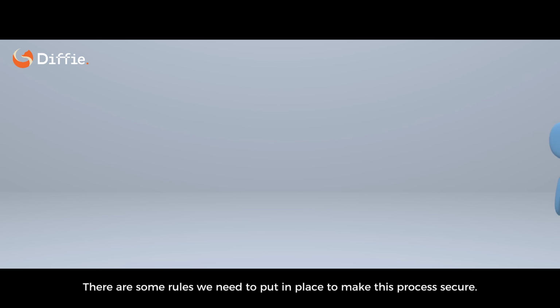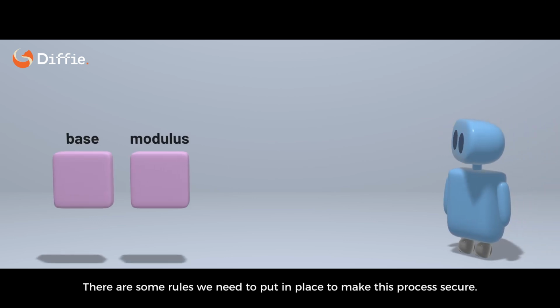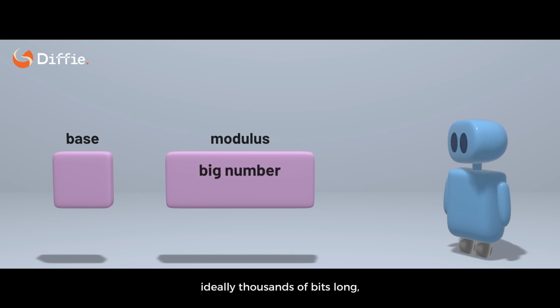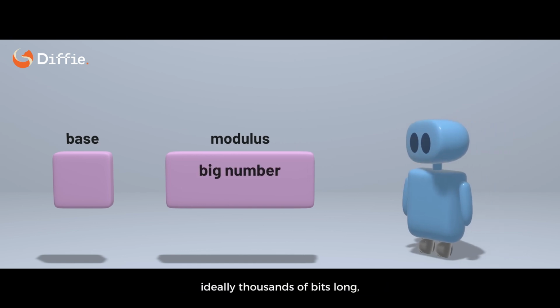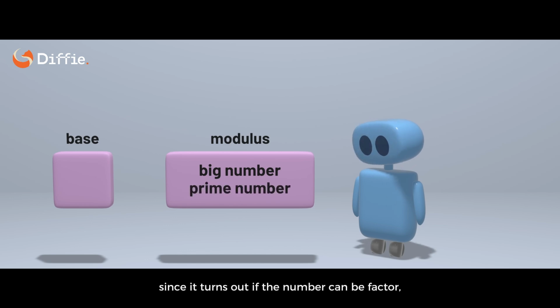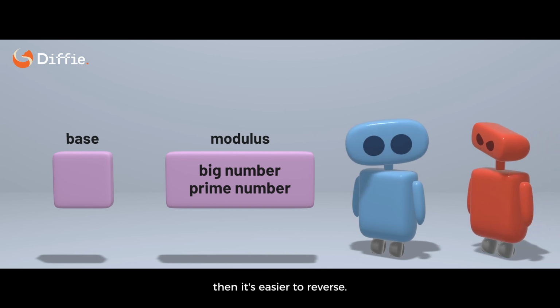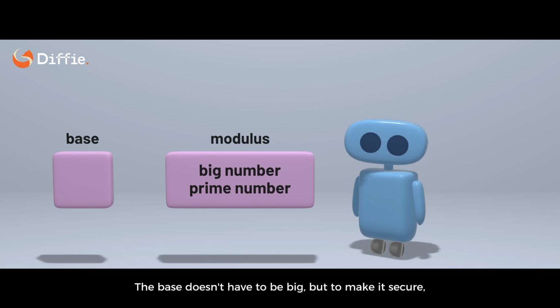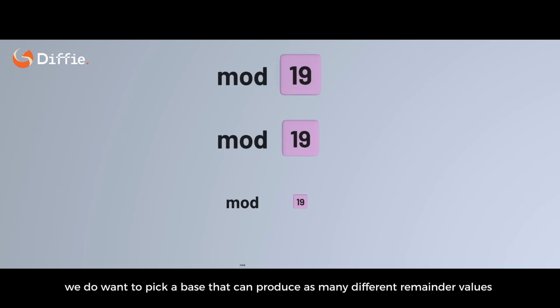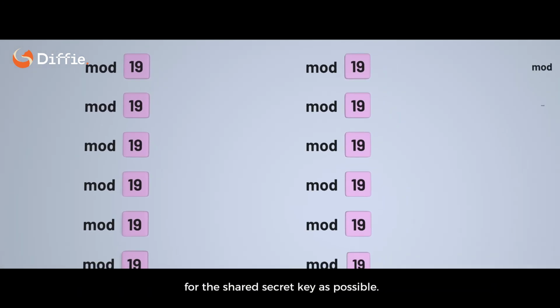There are some rules we need to put in place to make this process secure. First, the modulus needs to be a big number, ideally thousands of bits long, so that it can't be attacked by brute force. And it should be a big prime number, too, since it turns out if the number can be factored, then it's easier to reverse. The base doesn't have to be big, but to make it secure, we do want to pick a base that can produce as many different remainder values for the shared secret key as possible.